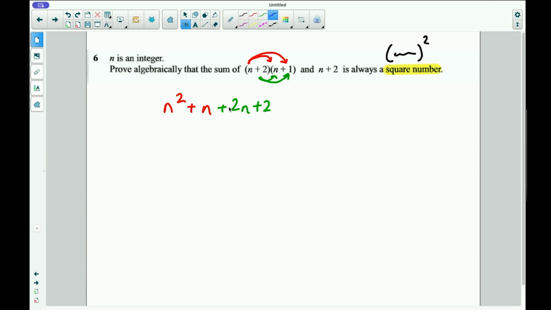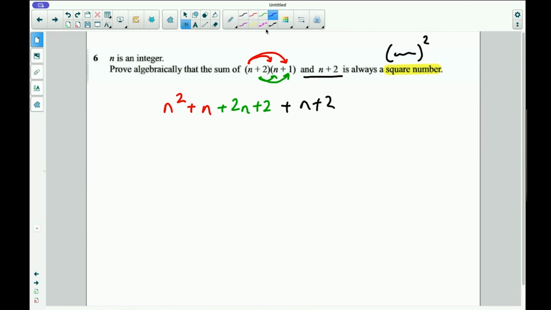Yeah, n squared plus n plus 2n plus 2. So we're going to add n plus 2 as well. Okay. Let's go ahead and do that. Oops. Where did my mouse go? Here you go. So then we're going to add this n plus 2.